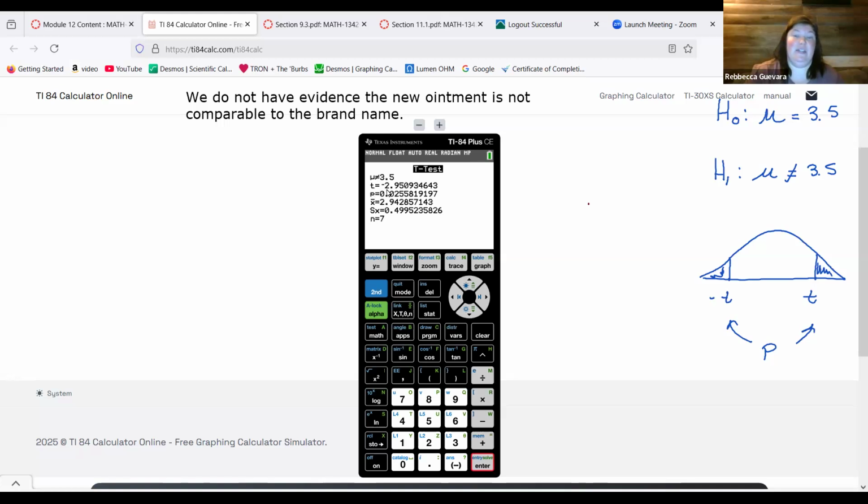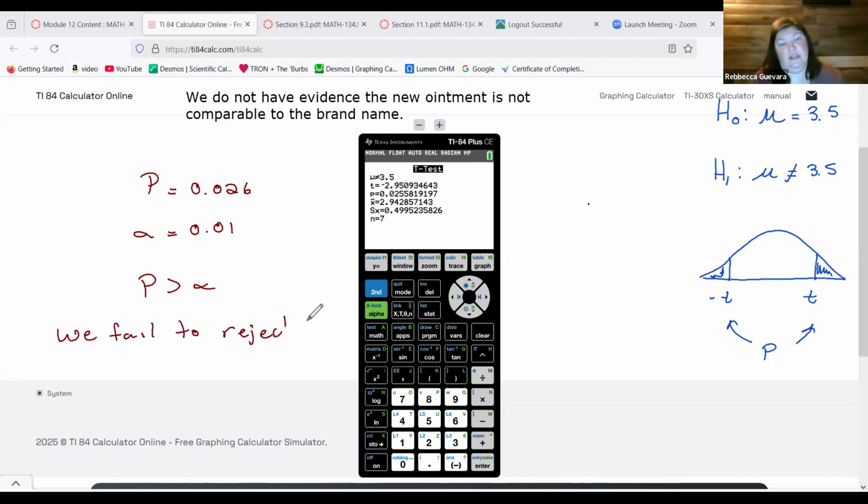So here it says mean is not 3.5. We got that same test statistic of negative 2.95. So we had 2.96 when we did it last time because there was rounding involved. Our p-value is still going to be 0.025 or 0.026. Like I said, it's just slightly off because we rounded the mean and the standard deviation when we did it, but we're seeing that same thing again. P is 0.026 in this case. Alpha was 0.01. So we're seeing that P is still greater than alpha. We fail to reject the null hypothesis, meaning we don't have evidence that the new ointment is not the same as the brand name ointment.